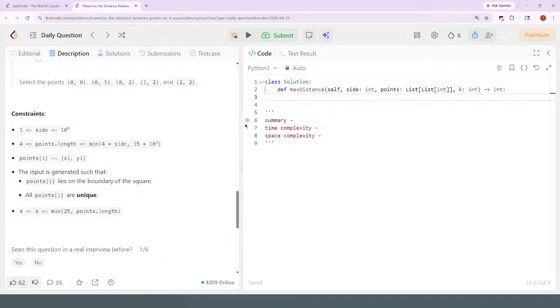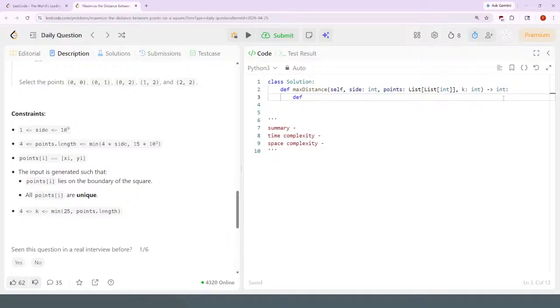Okay, so I think what I can do is probably do binary search for the distance and see if I can come up with a better distance each time. So for binary search, I just need to guess the minimum separating distance for the k points.